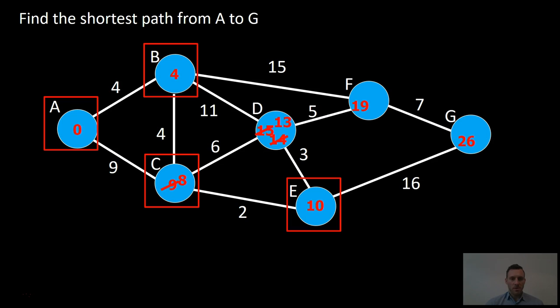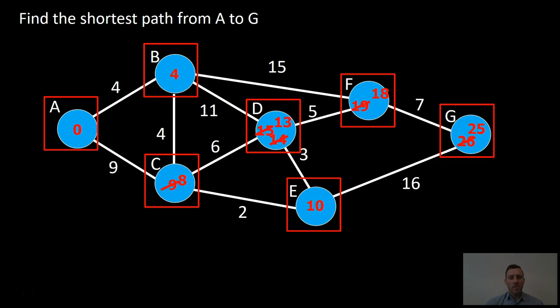Now we consider all of the unboxed nodes again, and we put a box around the node with the lowest value, which is D. Now we consider all of the unboxed nodes. If we go through D this time, we're going to get 13 plus 5, which is 18. So we cross out 19, we write 18 in F. F is the least of all the values with the unboxed nodes, so we box it. Now if we go to G through F, we get 18 plus 7, it's going to be 25. So we cross out 26 and we write 25 in G, and we put a box around it. Now we've reached G.